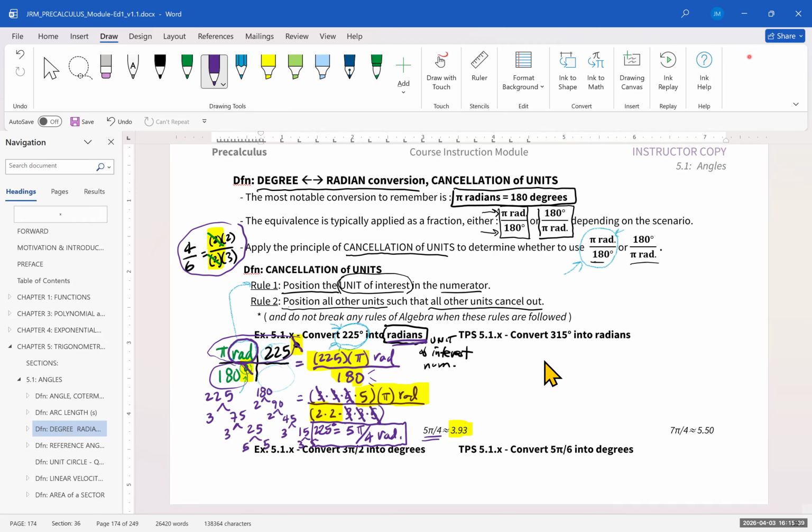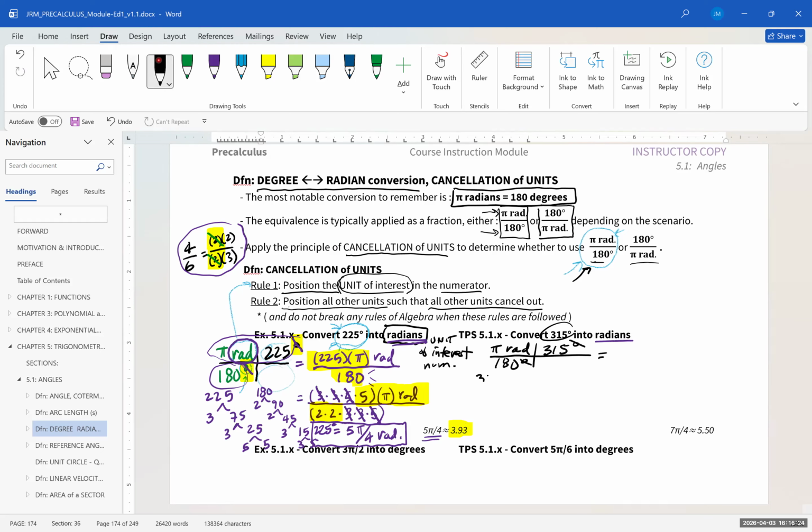Okay, so let's take a look at this. Radians is our unit of interest. So we're going to start with using this fraction, pi radians all over 180 degrees, and we're trying to convert 315 degrees. We want to make sure 315 degrees is in the numerator, so that degrees cancels with degrees. And let's go ahead and do the prime factorization of each of these.